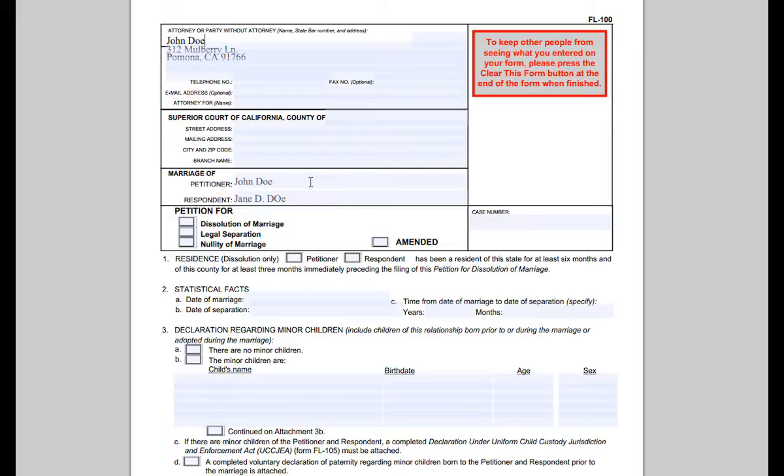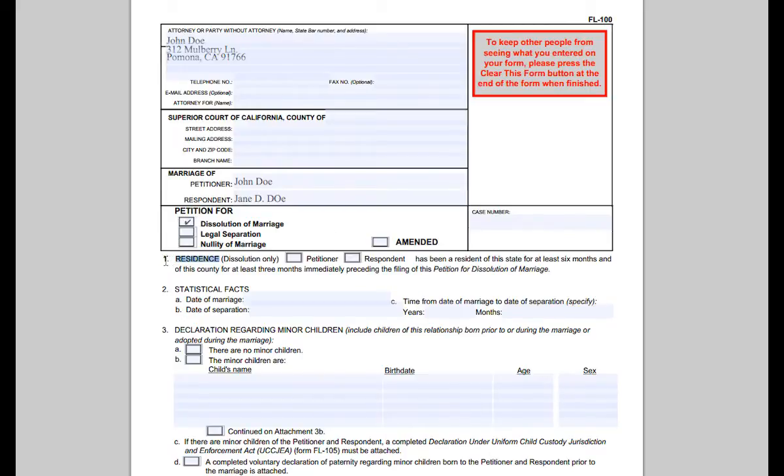Now it's important that you write your name and the respondent's name the same way for all future court documents. This is because the court wants consistency. So, in my examples, I will always write the petitioner's name as John Doe and the respondent's name as Jane D. Doe. Not Jane Doe, not Jane Diana Doe, but Jane D. Doe. For these boxes below, check the dissolution of marriage box.